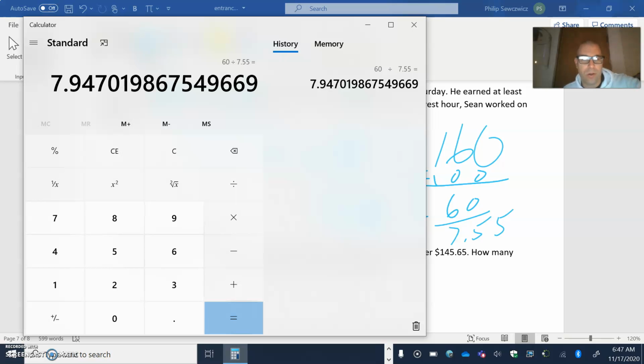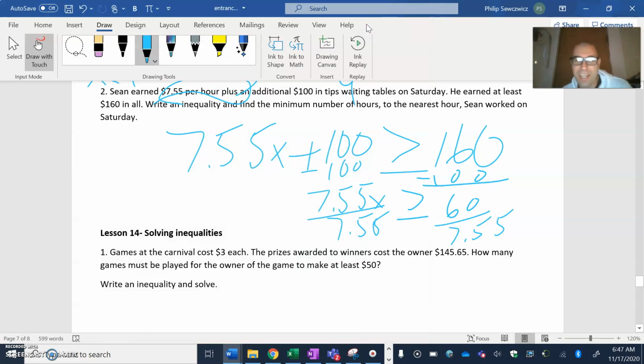So let's go interpret the answer here. Oh, sorry, as I try to close the window on you. We'll minimize it there.